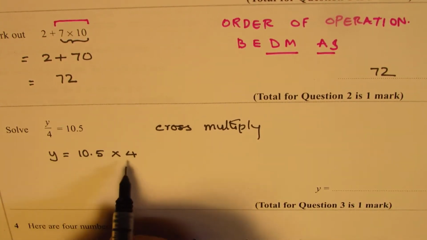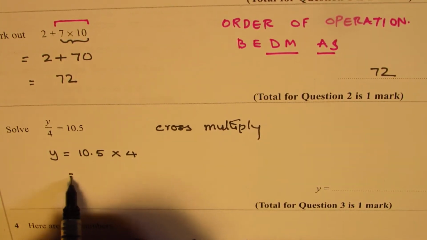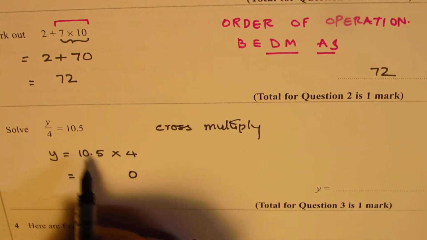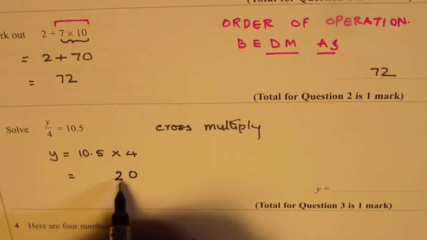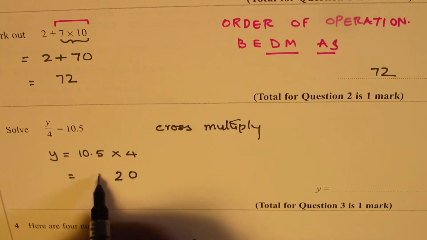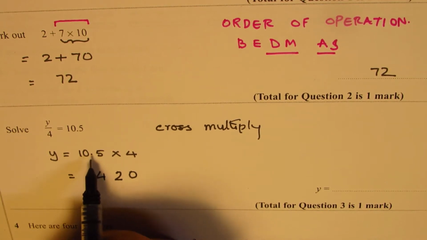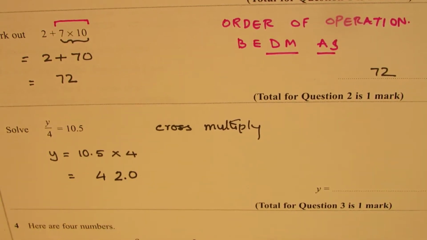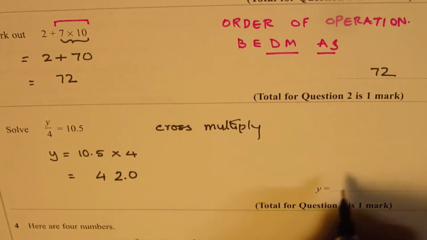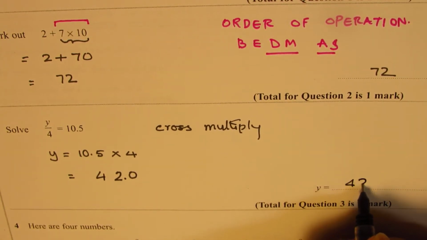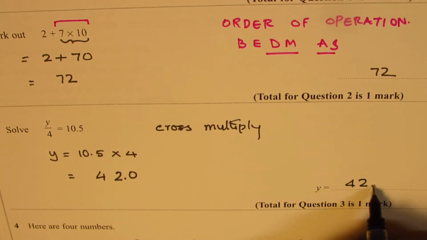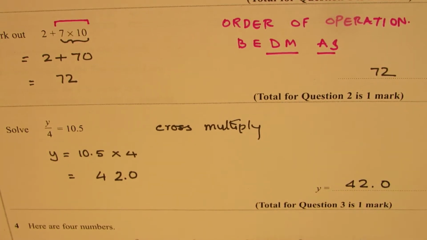Now let's multiply. 4 times 5 is 20. So 2. 4 times 0 is 0, plus 2. 4 times 1 is 4. Now since there is one decimal, we'll put a decimal here. So we get 42.0 as our answer, right? So we get y as 42 or we could write 42.0. So both are correct, right?